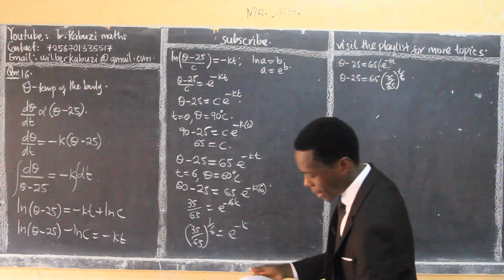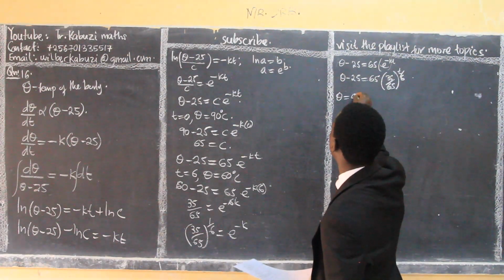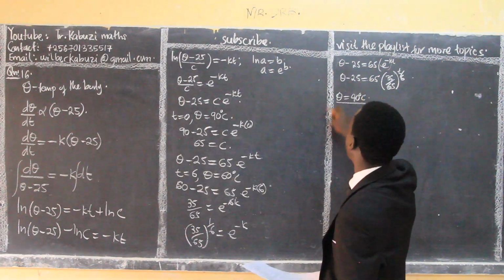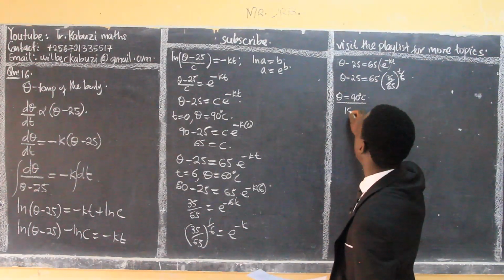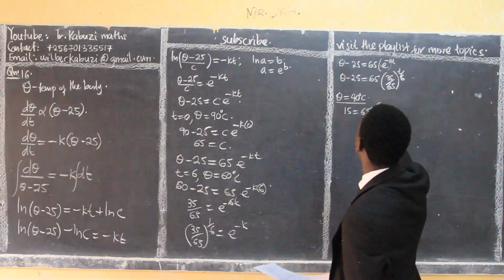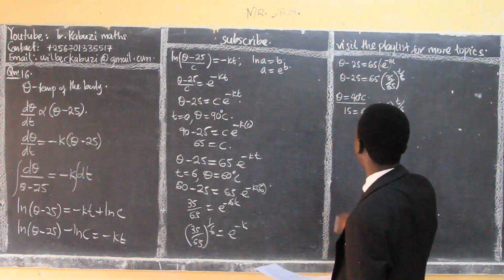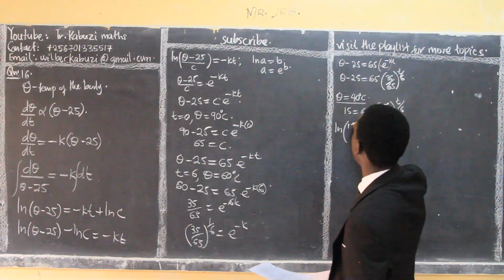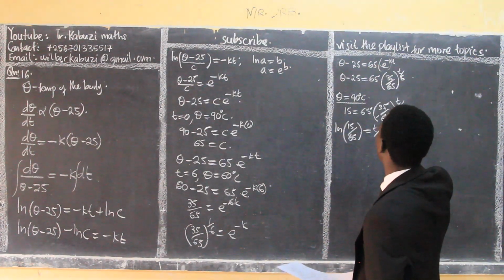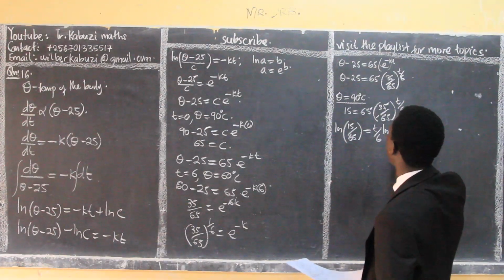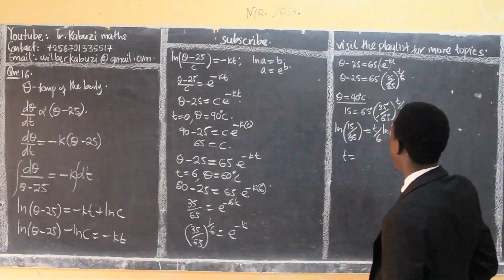So now they're telling us to find the time it takes the body to cool from 40 to 30. So I have to first get the time when theta is 40 degrees. Putting here 40, I have 15 equals 65 into 35 over 65 to the power t over 6. Introducing natural log on both sides after dividing, I have natural log of 15 over 65 equals t over 6 natural log of 35 over 65. And then here I get my t, press your calculator properly.